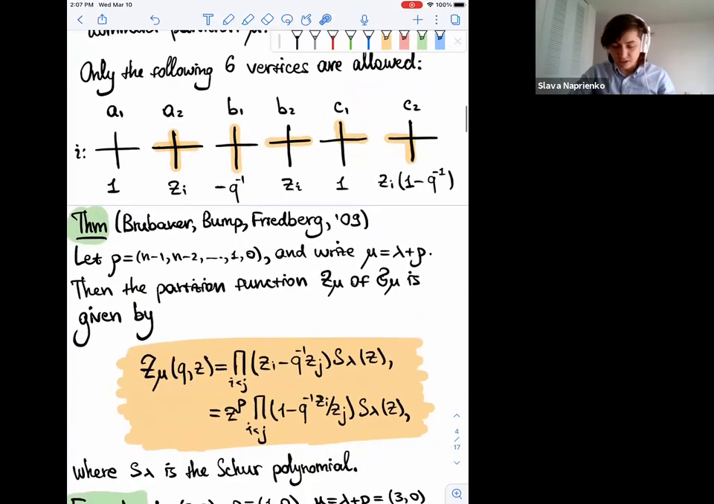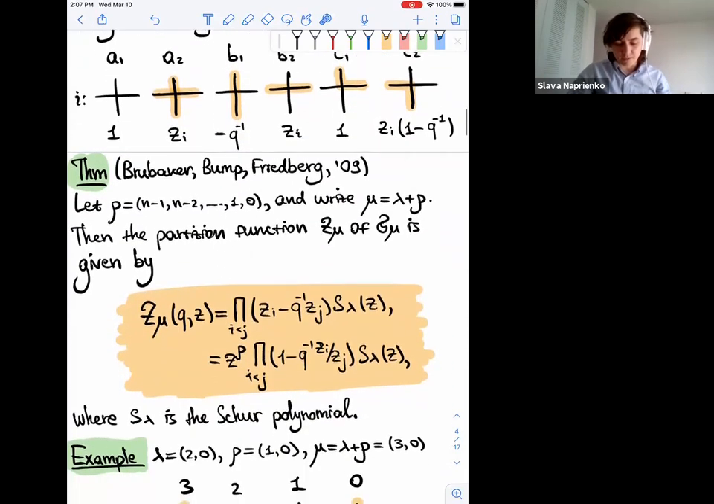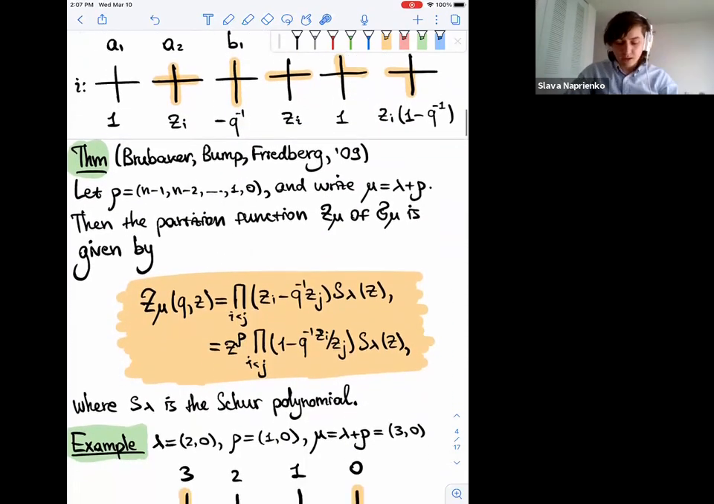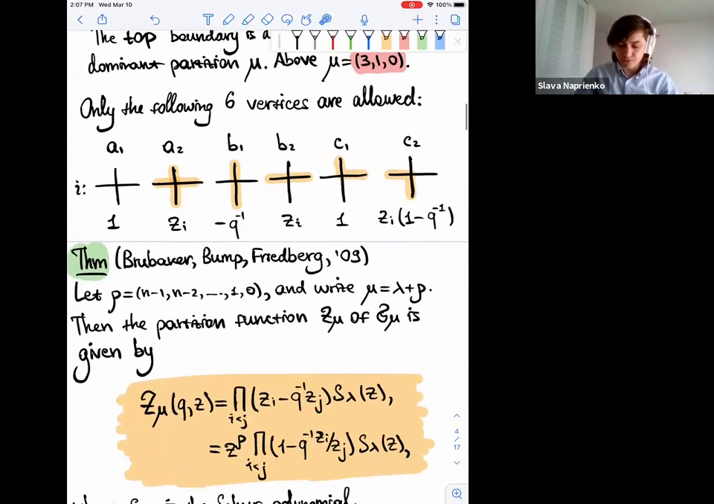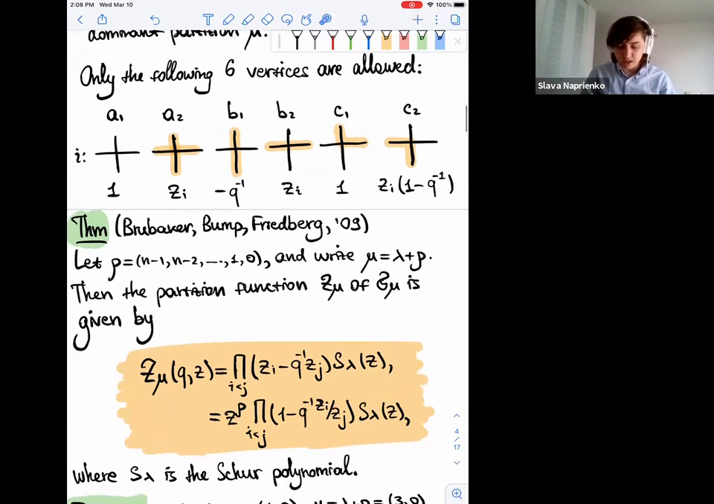And there is a fantastic theorem from 2009 by Brubaker, Bump, and Friedberg that if you write the top row as the sum of lambda and rho, you can do it because it's strictly dominant. In other words, it is just defined by another partition. Then the partition function is given explicitly as the following product of the deformed Weyl denominator and the Schur polynomial.